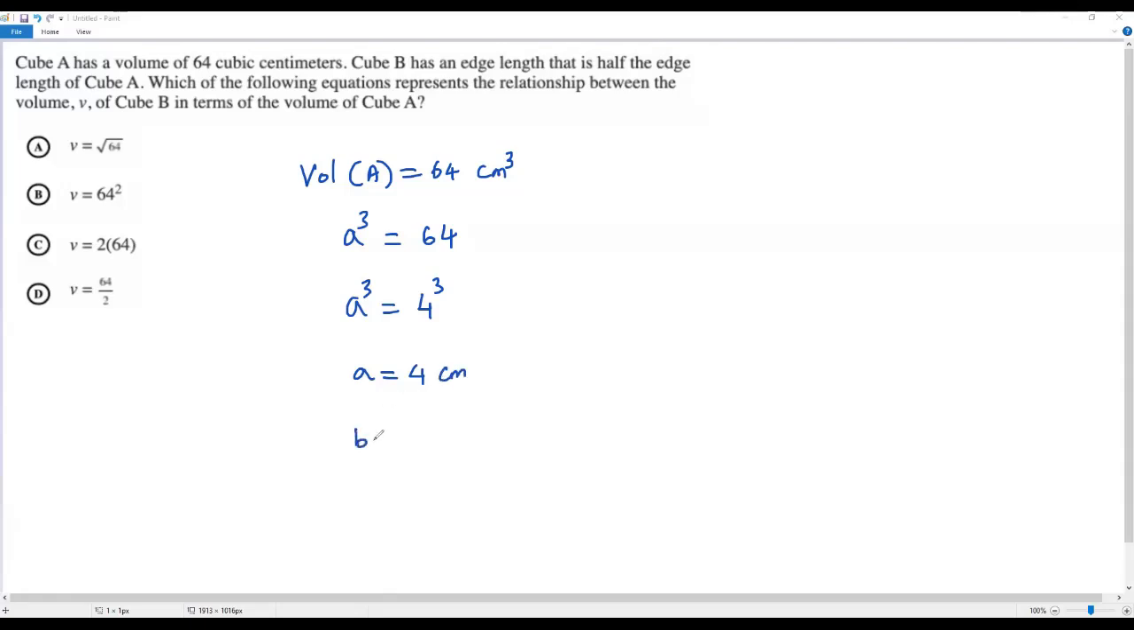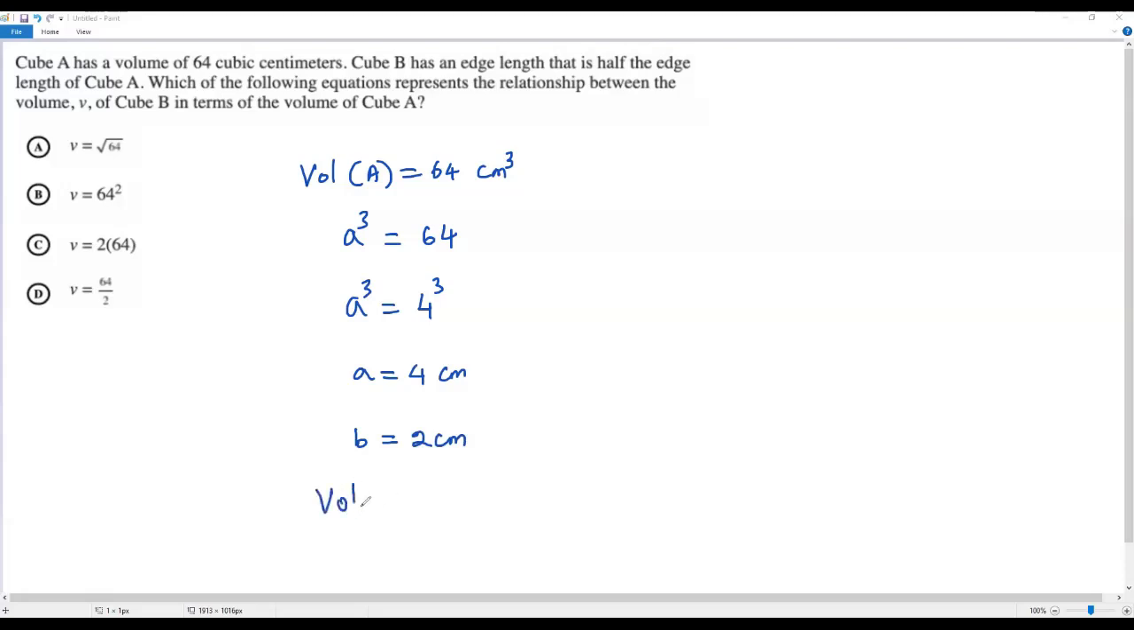Then let's say b represents the edge length of cube B. Then what is the edge length of cube B? The second information clearly says cube B has an edge length that is half the edge length of cube A. So whatever edge length you have for cube A, you have to consider half of it to get the edge length of cube B. Therefore the lowercase b, which represents the edge length of cube B, equals half of this 4, that is 2 centimeter. Now I have the edge length of cube B.